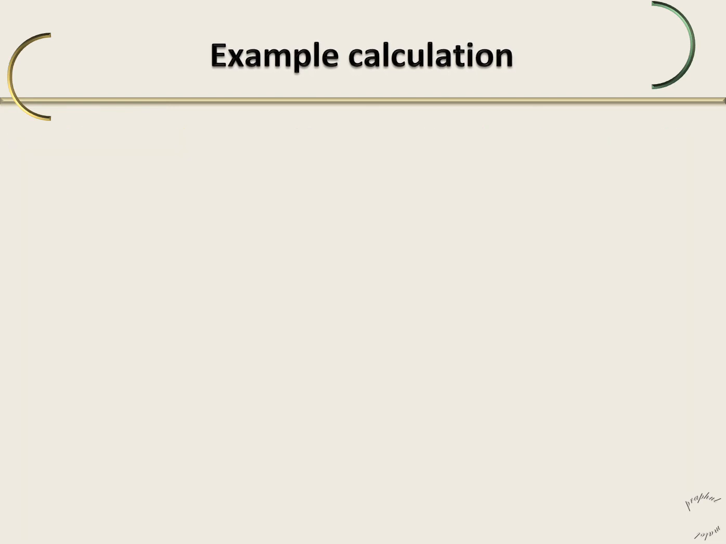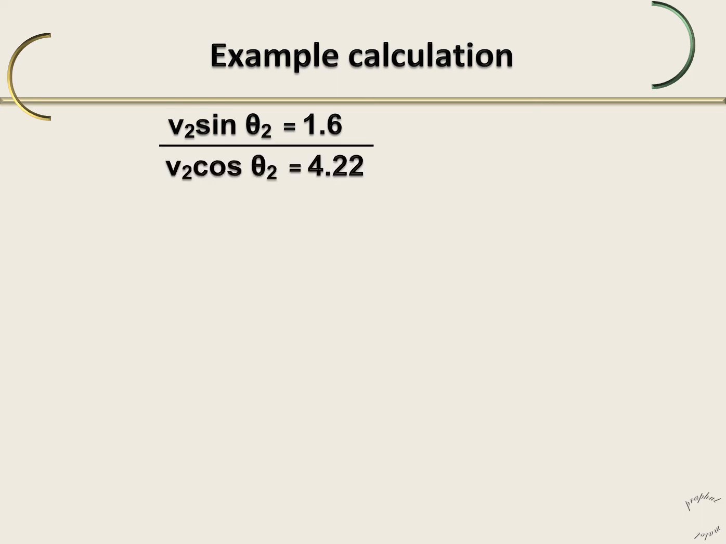That's what you call simultaneous equations. I am writing the sine equation on the top because when I divide, I can get tan theta. Sine theta by cos theta is tan theta. I'm going to solve these two similar equations. I'm just dividing one by the other.